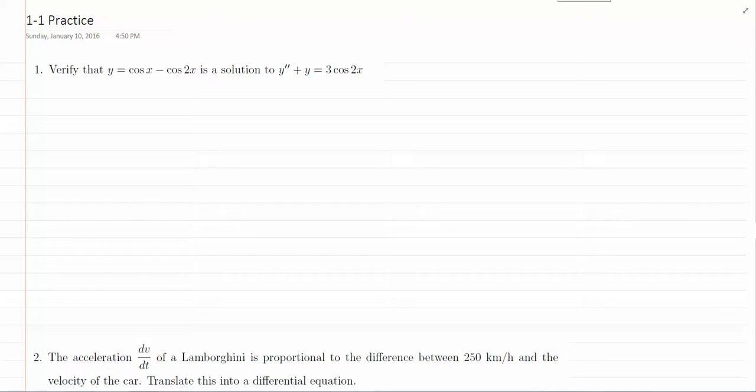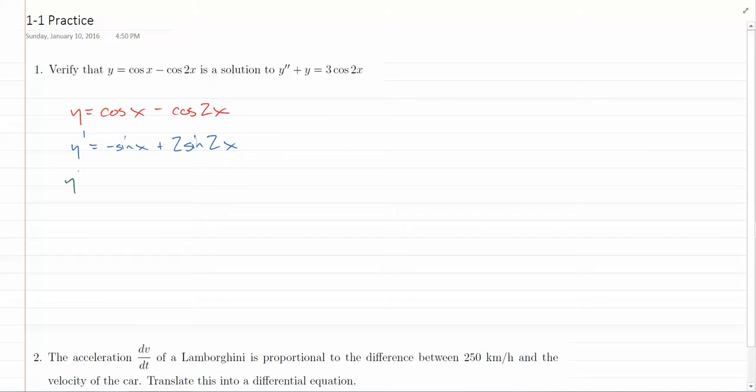In order to verify that something's a solution here, I'm going to write it down. I'm going to write down what y is. y is cosine of x minus cosine of 2x, and I have to plug that into the equation. So you look at the equation, there's a y double prime, so I have to find y double prime. So let's see, y prime: the derivative of cosine is minus sine. The derivative of cosine of 2x, we're going to change to plus 2 sine of 2x. Okay, so that's y prime.